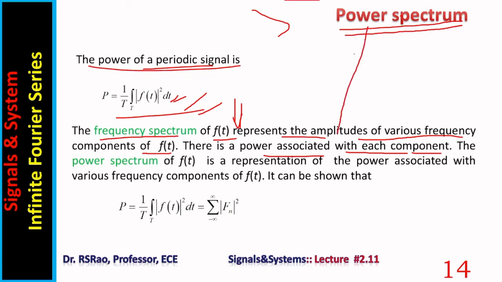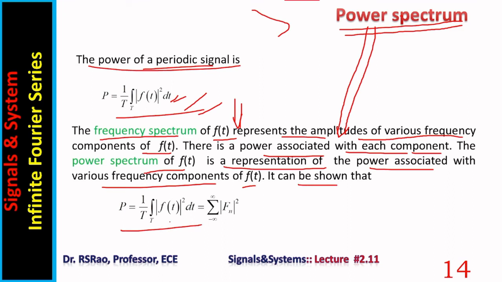Power spectrum refers to a graphical description of the amount of power that is associated with each frequency component of the signal. The signal means several frequency components. Each component has its own amplitude. That's okay. Here the point is each component is also associated with a certain power. Graphical description of that power distribution among various components of the signal is called power spectrum. The power spectrum of f of t is a representation of power associated with various frequency components of f of t.